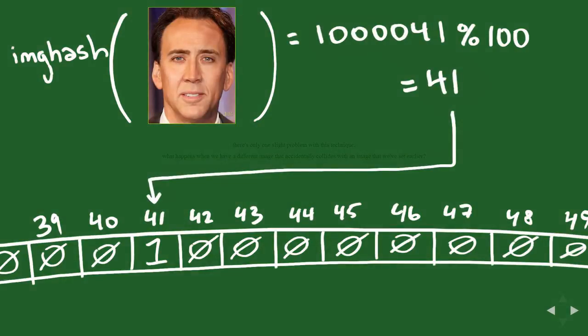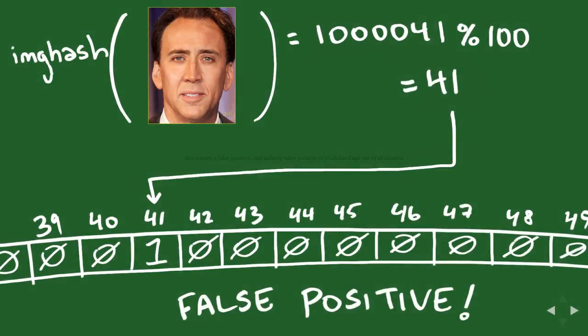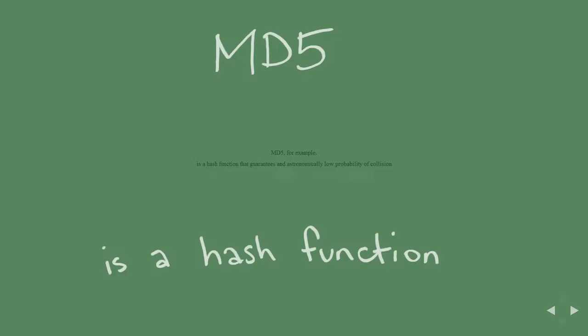There's only one slight problem with this technique. What happens when we have a different image that accidentally collides with an image that we've set earlier? This creates a false positive, and unfairly takes pictures of Nicolas Cage out of circulation. How do we stop collisions like this from occurring? Well, we can use a hash function that guarantees an astronomically low probability of collision.